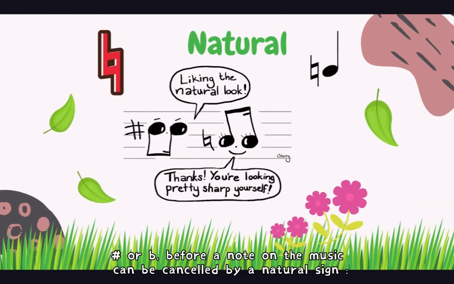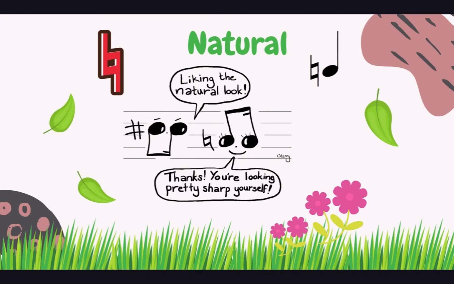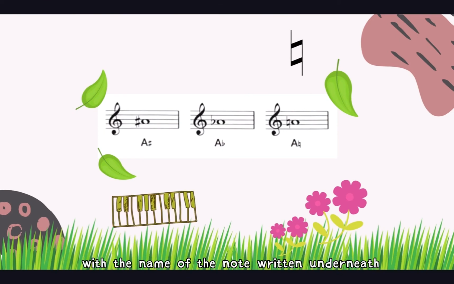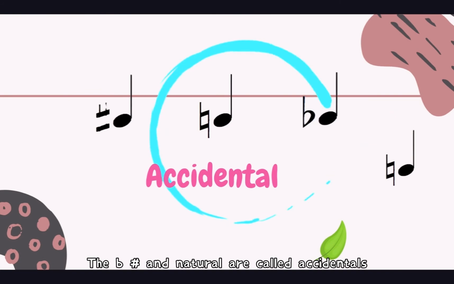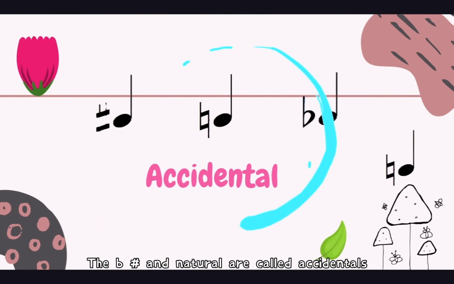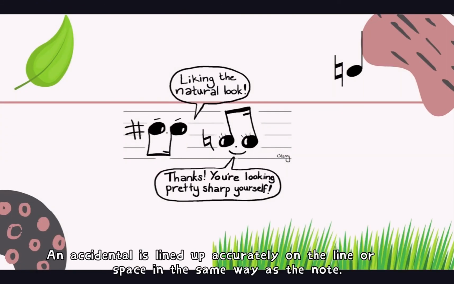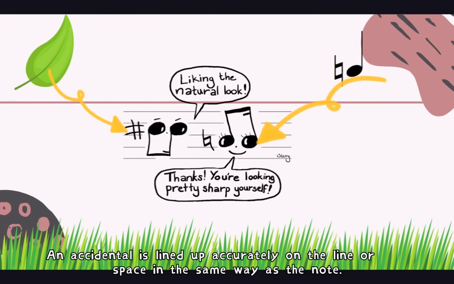A sharp or a flat before a note in the music can be cancelled by a natural sign. Here are examples of each of these signs before a note, with the name of the note written underneath. The flat, sharp, and natural are called accidentals. An accidental is lined up accurately on the line or space in the same way as the note.